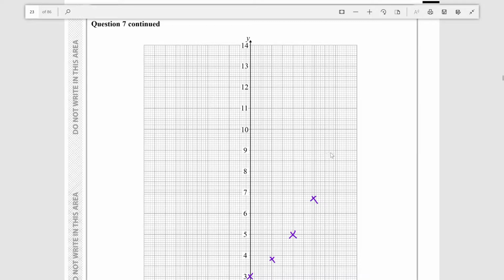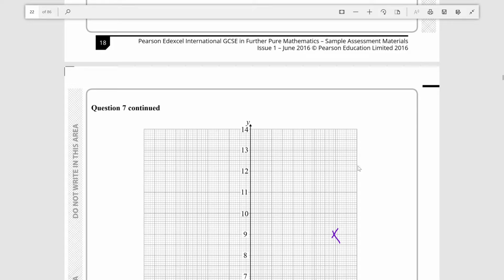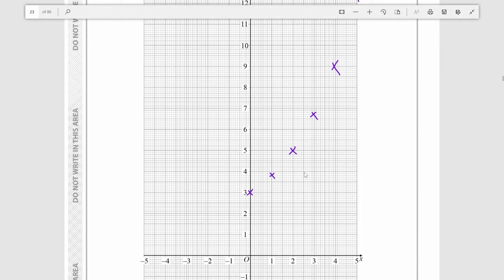You should do this with a ruler to make sure you're plotting it at the right point, by the way. So if you do bring a ruler into the FP exam, that will help you greatly. So 4 goes to 9, and 5 goes to 12.3, which will be around here. Here, not here. So finally, you just want to draw the line of best fit through all of these points.